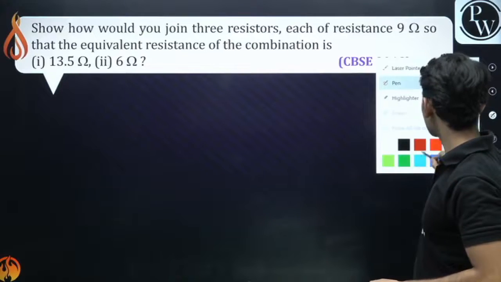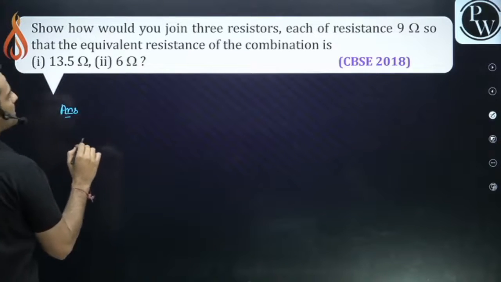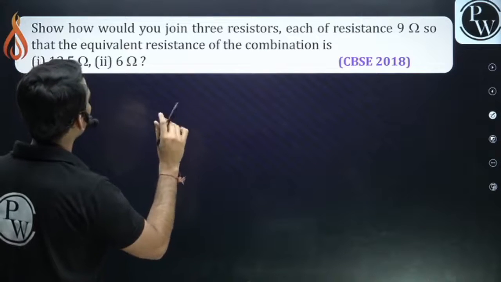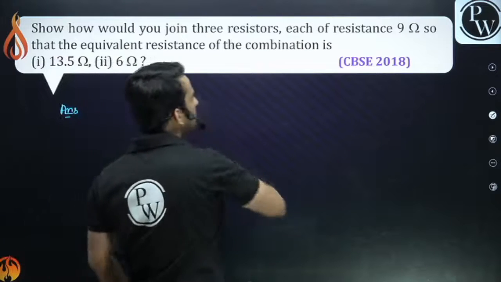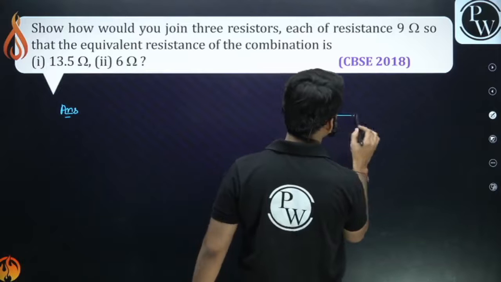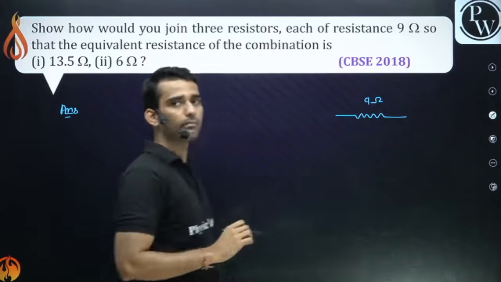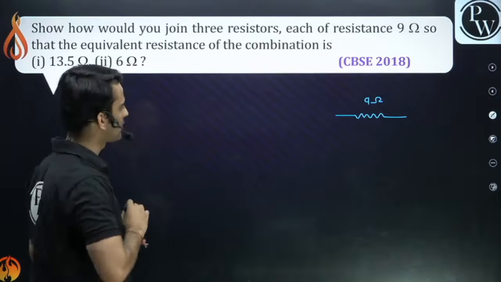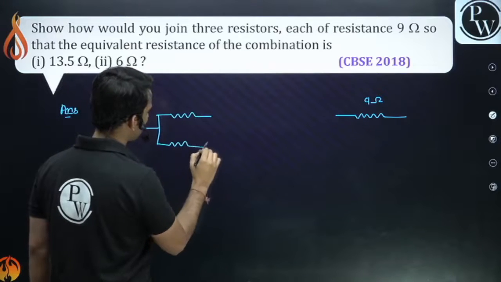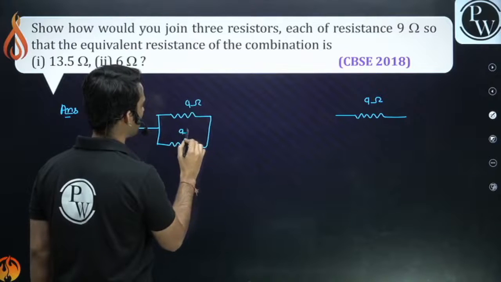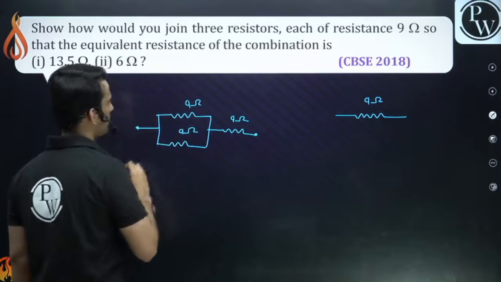Now a question arises. See, basic 2018. It has been said that we have three resistances. How would you join three resistors, each of 9 ohm, to get equivalent resistance of 13.5 ohm? Guys, you have been given three resistors, each of 9 ohm. How would you connect them to get effective of 13.5? Think about it. Can I use a combination like 2 9 ohm in parallel and 1 in series with them? Will this work?